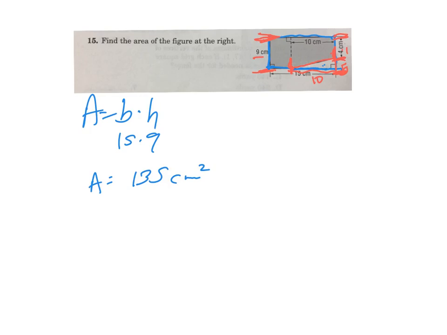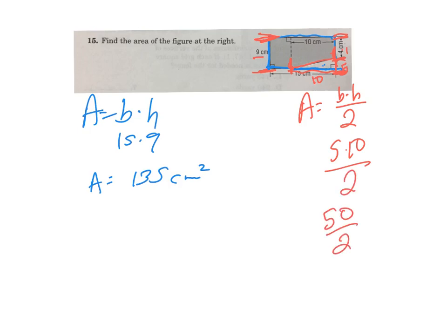Okay, so now the triangle's area equals base times height divided by 2. My base is 5, my height is 10, and divide that by 2. That's 50 divided by 2. That gets me 25 centimeters squared. And that's what I need to get rid of. I don't need that part because it's not included.